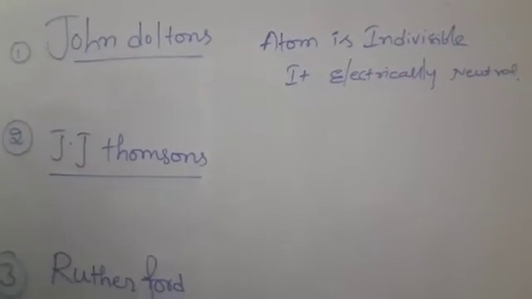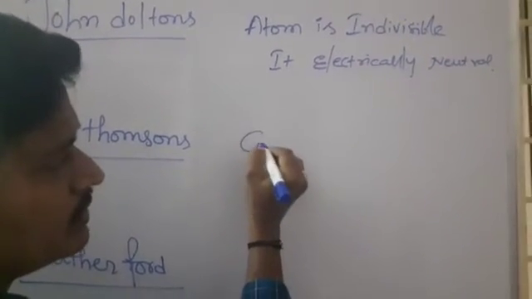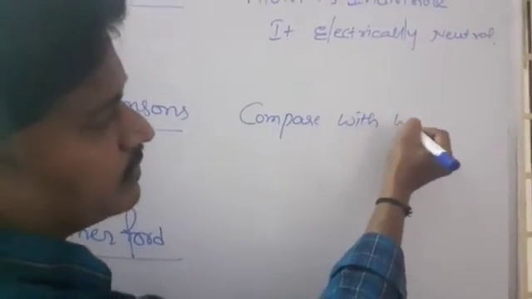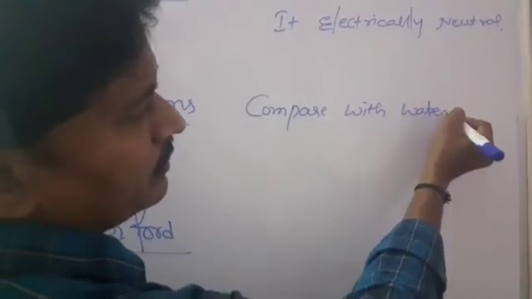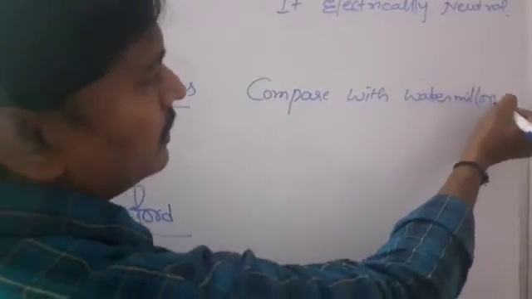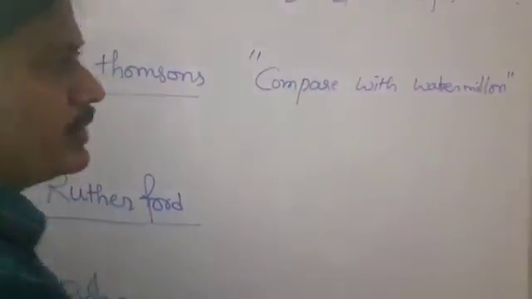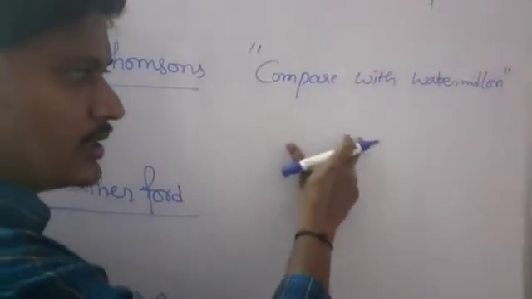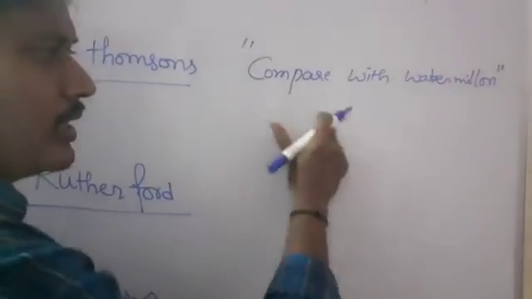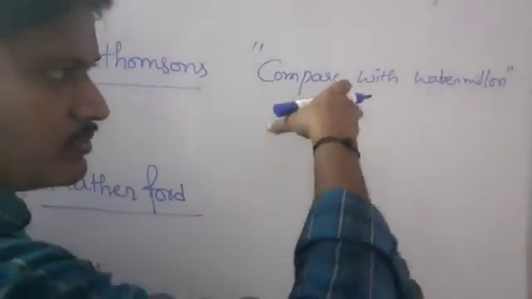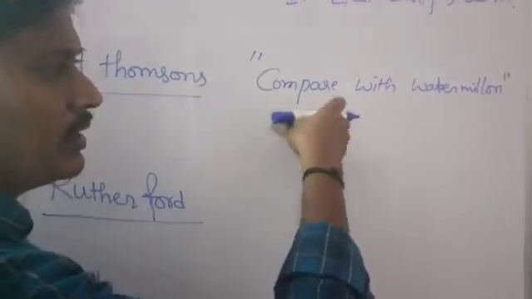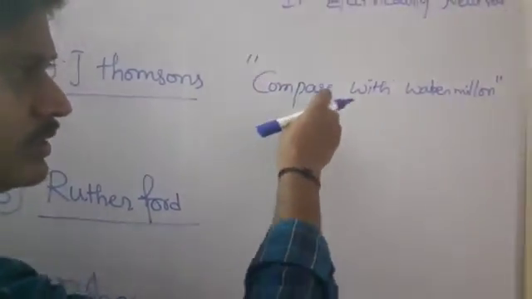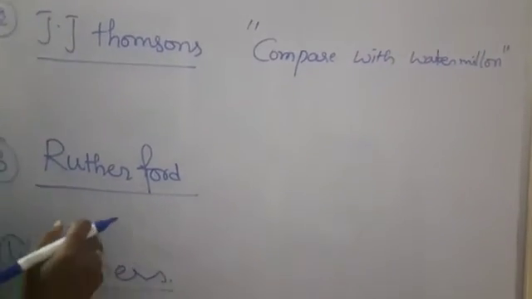J.J. Thomson explains the atomic structure by comparing it with a watermelon. Like seeds are embedded in this watermelon, here seeds are considered as electrons. They are fixed inside this watermelon. In this way, the atom also contains electrons, fixed in a particular position.